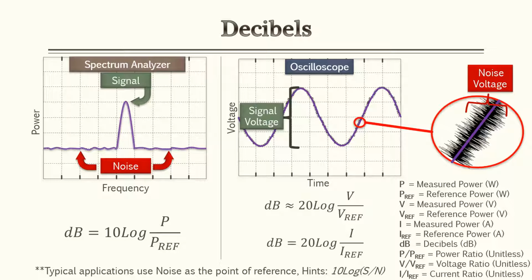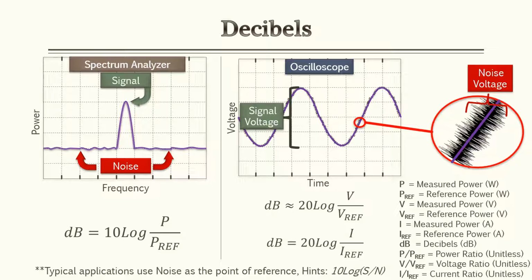Now, in the previous slide, I talked about how you can convert power to decibels, and it's basically 10 log power over power reference. Well, like I also said, you can do voltage and current as well. You just have to change the equation a little bit. Instead of 10 log, it's 20 log voltage over voltage reference, and same thing for current.